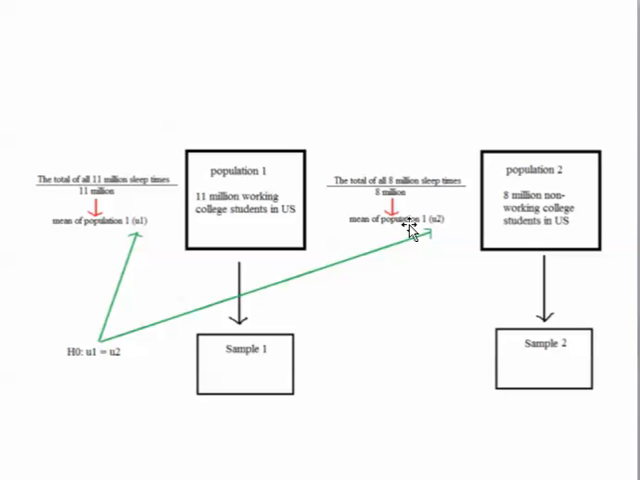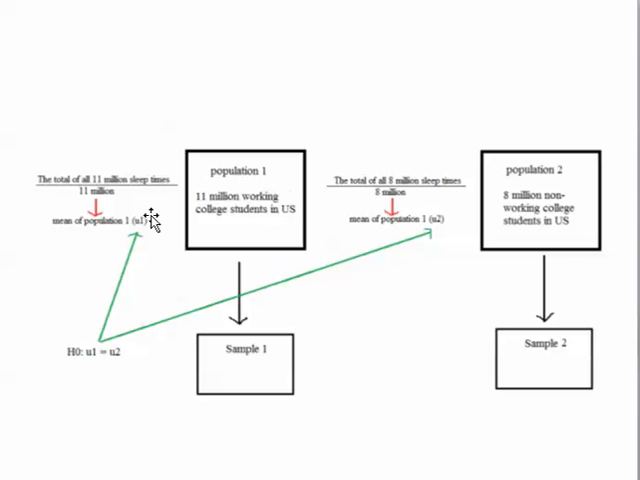So overall, to get the mean of population 1, you would ask all 11 million people how much sleep they're getting per night. You would add the 11 million answers, and you would divide by 11 million. To get the mean of population 2, you would ask all 8 million people in population 2 how many hours of sleep they're getting per night. You would add their 8 million answers and divide by 8 million.